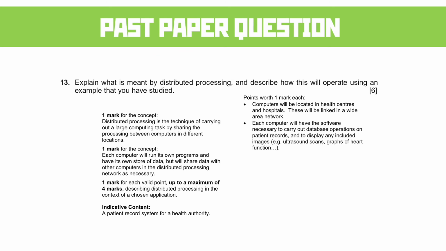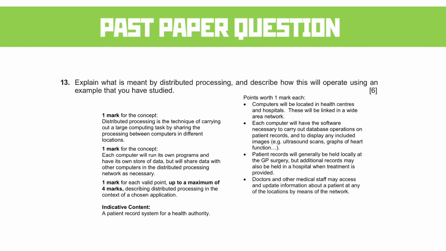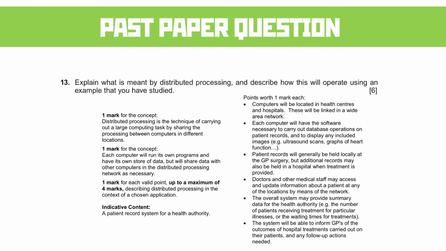Each computer will have the software necessary to carry out database operations. So patient records might be held locally, but additional records might be in the hospital where the treatment's being provided, and doctors and other staff may have to access all that information in different parts of the network. So the overall system might just give summary data based on all that as a generic overview, and will be able to inform GPs of the outcomes of the hospital treatments. So that's one very specific example of where distributed processing might be working. You probably have a more exciting example than that.